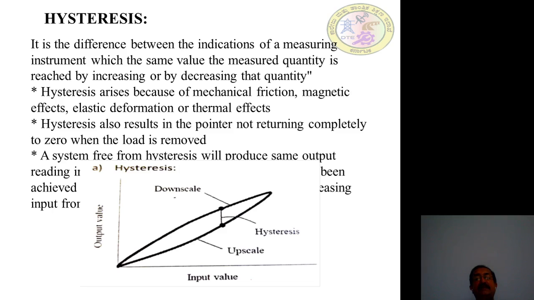If you see the graph in the slide, there is the output value against the input value, from 0 through the hysteresis loop, that is, upscale and downscale. Normally under standard conditions the curve should be linear, but here it is not so.